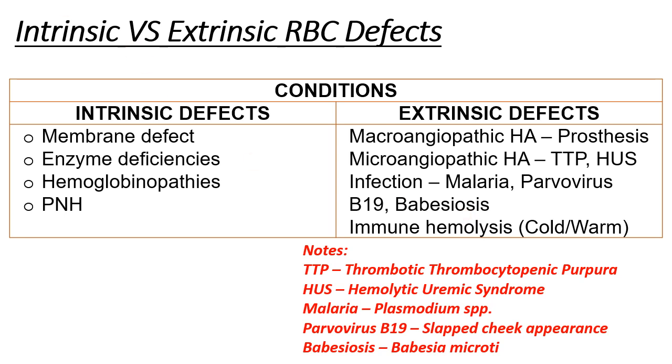In addition to that, meron tayong mga antibodies, present outside the RBC which targets the RBC membrane. So, either cold or warm. Ano nga ulit ang may cold antibodies? ABO, mga ABO antibodies. Ang sa warm, yung mga RH antibodies.